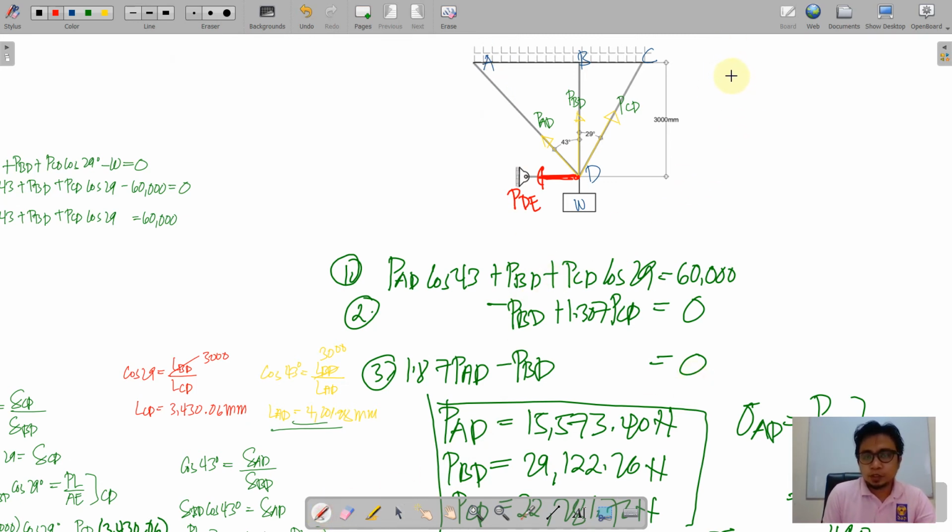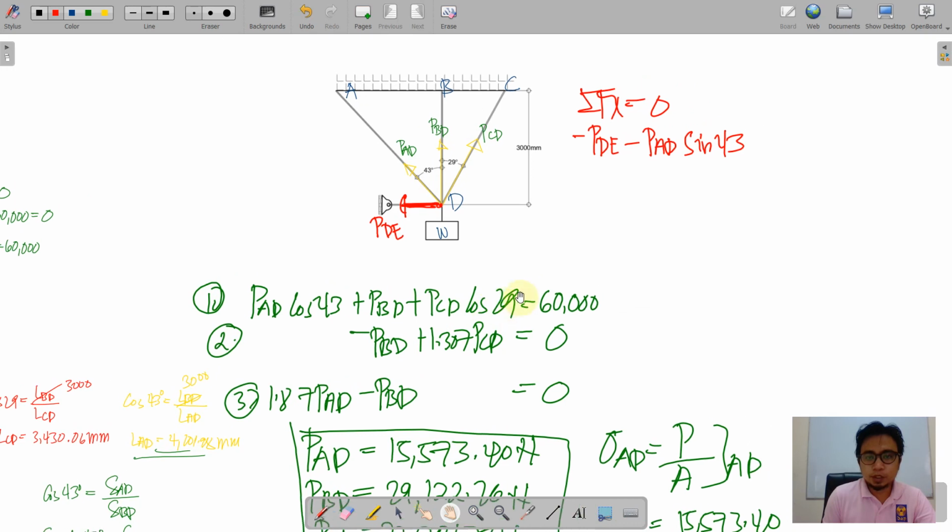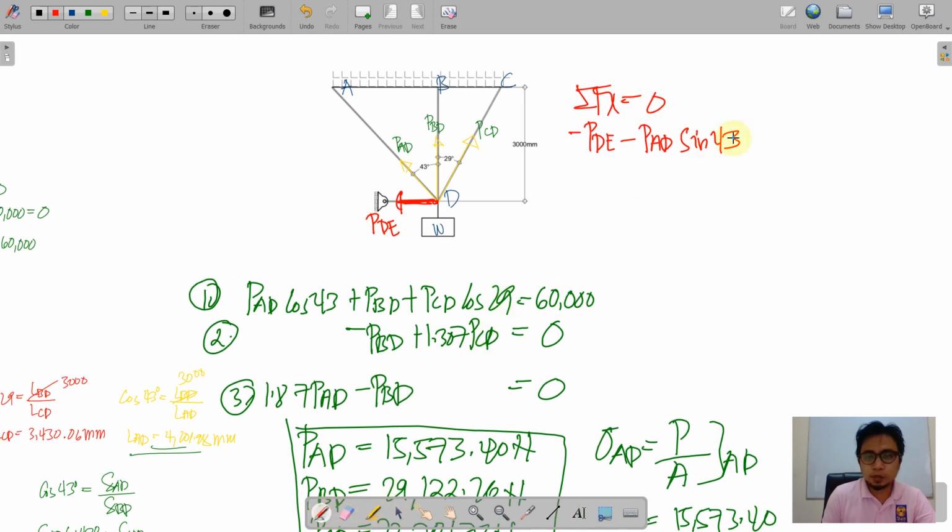The summation of forces along x is equal to 0. So we have negative PDE minus PAD sine of 43, in other words, plus PCD sine of 29 degrees, so this shall be equal to 0. So we just have to substitute the values.